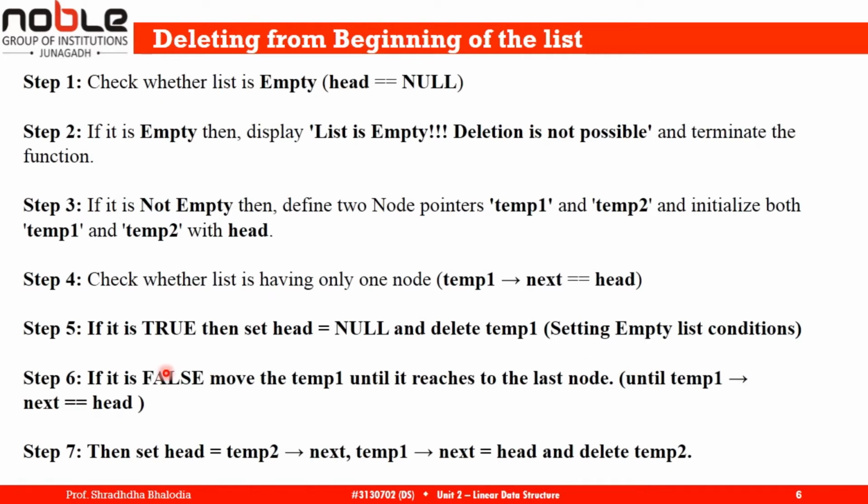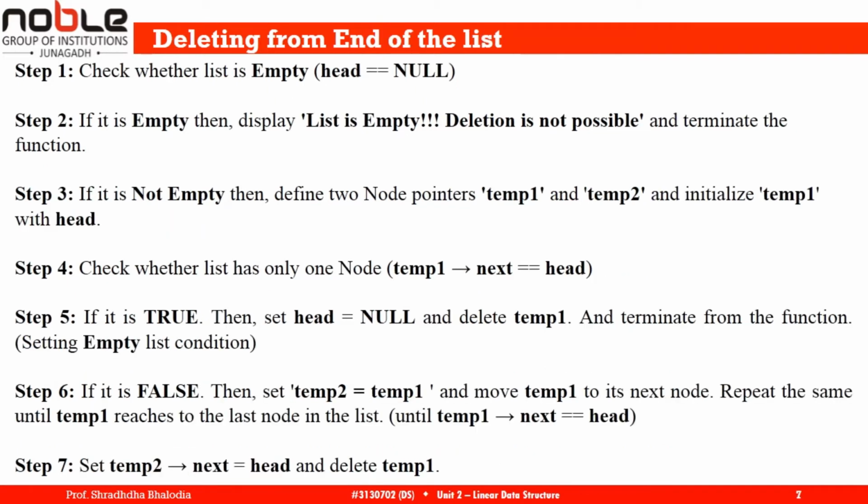If it is false, that means the list has more than one element. Then move temporary 1 until it reaches the last node. That means temporary 1's next is equal to head, and then set head equal to temporary 2's next, and temporary 1's next is equal to head. It means we are updating the value of head at the end of the list, and then delete temporary 2, which deletes the first node. So this is how deleting from the beginning of a circular linked list is done.